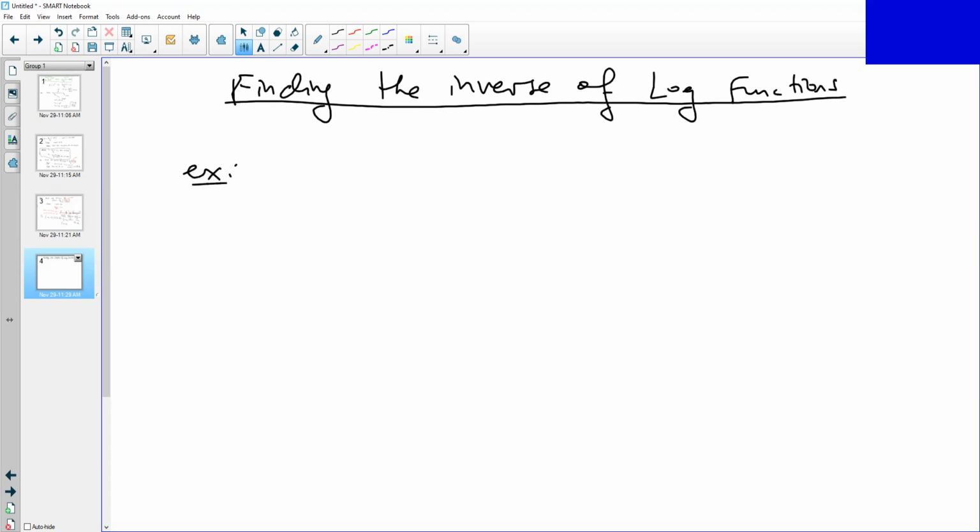So let's take this function. Let f of x be the log base 3, and then here let's just start with something simple. Let's say x minus 1 first, and then we're going to compute the inverse of this function.